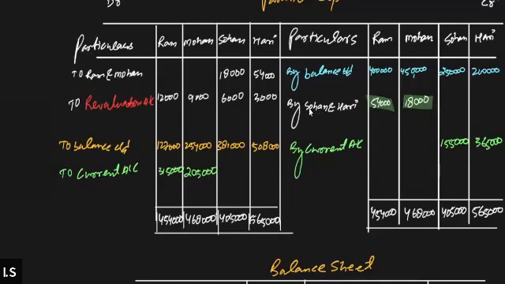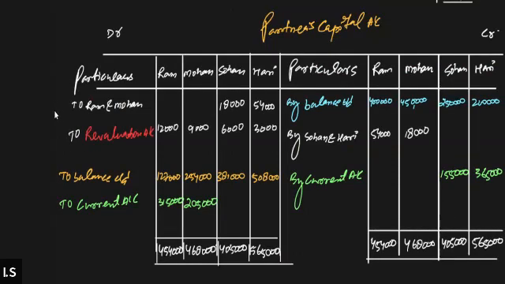And this time on the credit side, we'll use "By Sohan and Hari". This simply means that Ram and Mohan are receiving 54,000 and 18,000 from Sohan and Hari. Got it, everyone? Is this entry clear to everyone? Yes, sir.